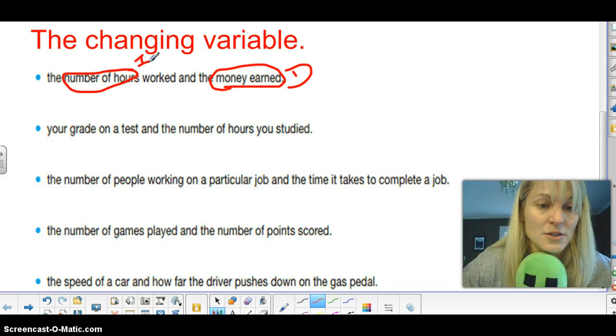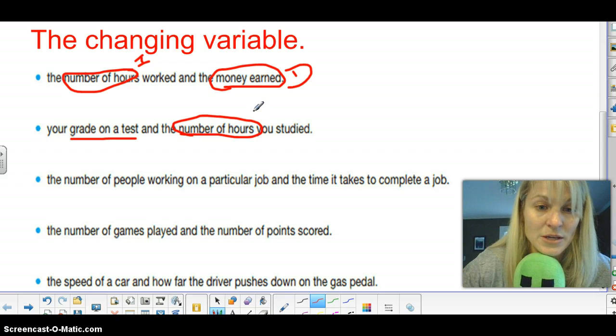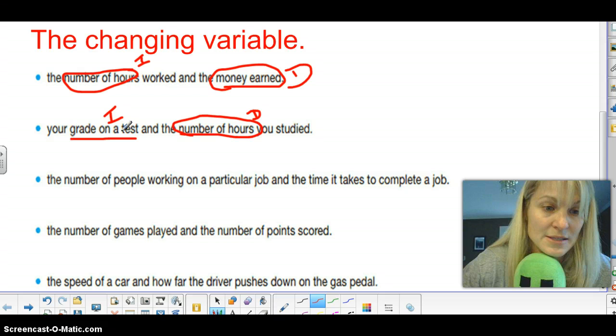The next one, the grade on your test and the number of hours you studied. Obviously, you would like to have a nice grade on your test, but that's dependent on how much time you studied, right? So in this case, the number of hours you study is going to be independent and your test grade is going to be dependent. Actually, I said that backwards. The grade is dependent. It's going to depend on the hours that you put in. So again, time is independent. Sorry.